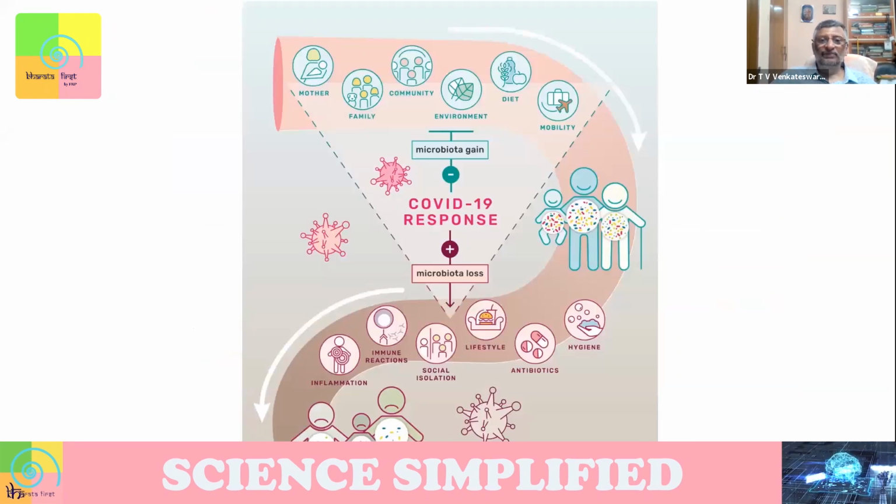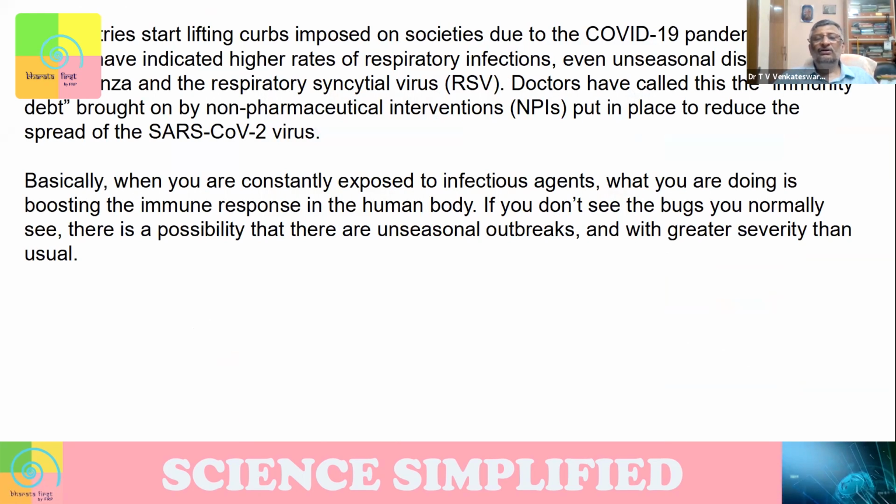Because of that, what is happening is that when the lockdown was lifted, what they found is that respiratory viruses like RSV and influenza came in a big way with the children. That's what immunity debt is. It's something that should have routinely happened, but did not happen because of the lockdown. So now it is happening when the lockdown is lifted. So that's what is called immunity debt.